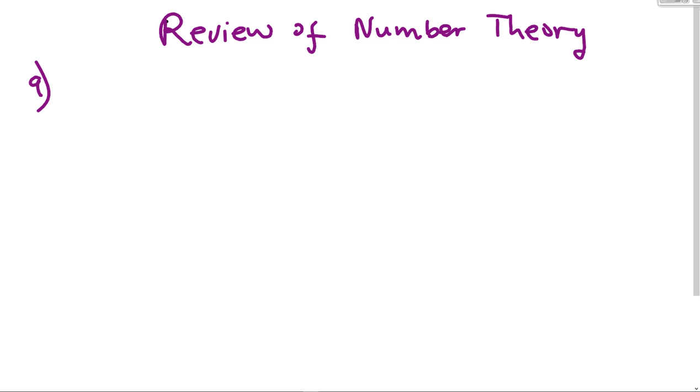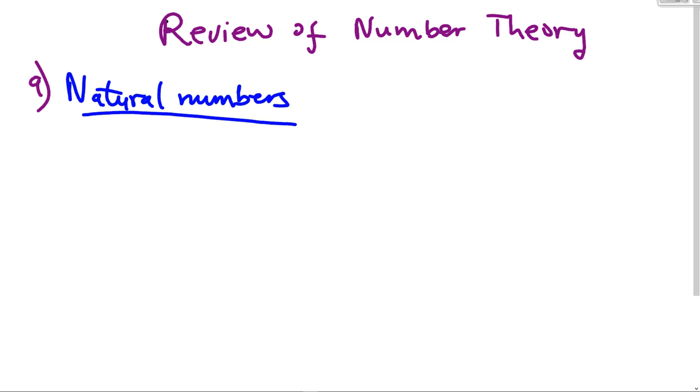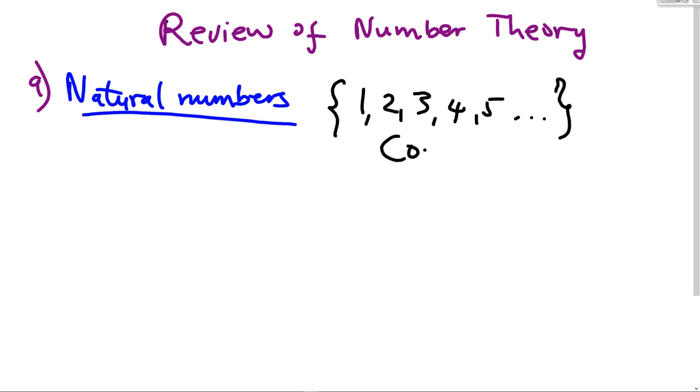We have different types of number systems, starting with natural numbers. So what are the natural numbers? The natural numbers are 1, 2, 3, 4, 5, etc. These are natural numbers. They're also called counting numbers. So you can call them natural numbers or counting numbers.